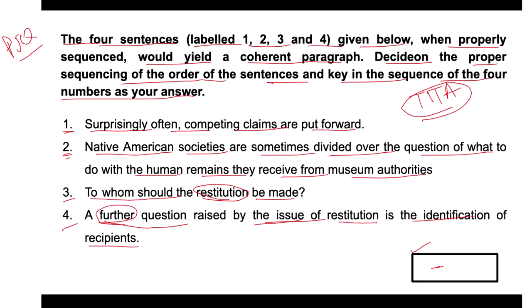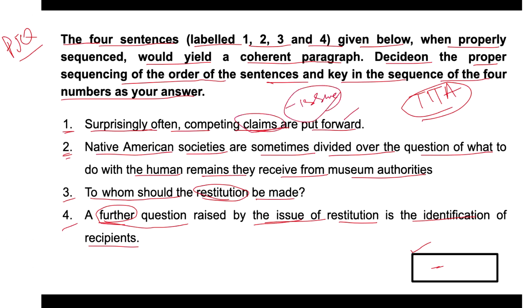So the first sentence states, surprisingly often competing claims are put forward. What does this sentence mention? This sentence mentions that there are often disagreements or claims related to the issue, isn't it? Now, which issue were we talking about? That's what we need to think of.